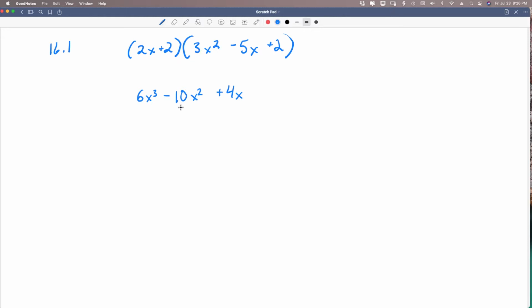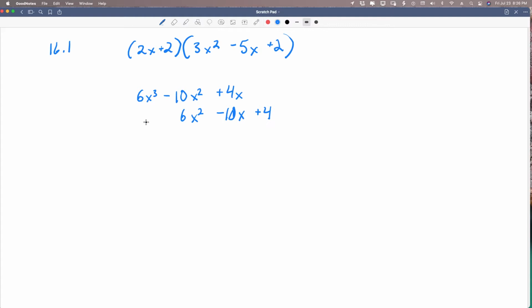2 times 3x squared is going to give us 6x squared, and we're going to line it up under the same degree because these are like terms. So we want to be able to combine them. So we're just going to stack them under one another so that we can find them better. We could write it out here on the end and then go through and look for like terms. This is just faster. So 2 times negative 5x is a negative 10x. And 2 times 2 is 4.